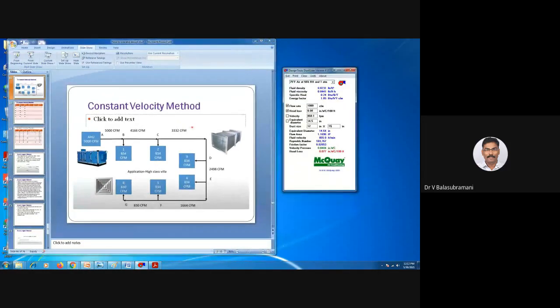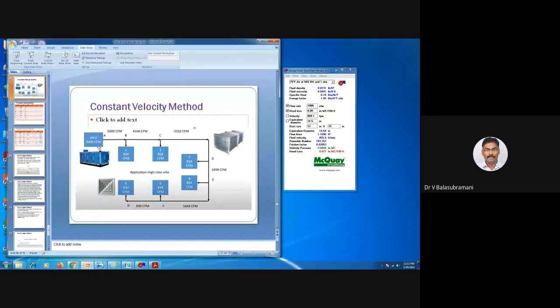So this is a very important problem, similar to the previous one. One air handling unit may be distributed into 6 different locations, but the concept here is very important: velocity should be very constant. The application is a high class villa, so velocity is constant. How will it be calculated?